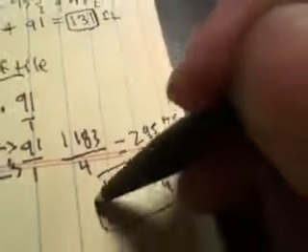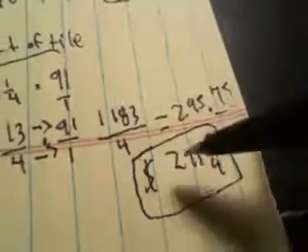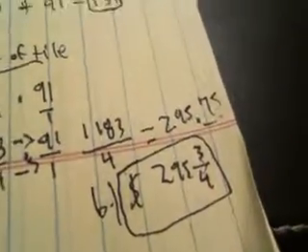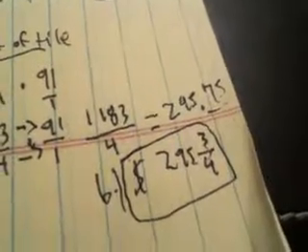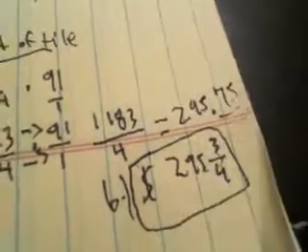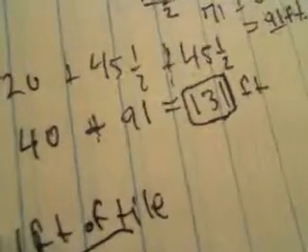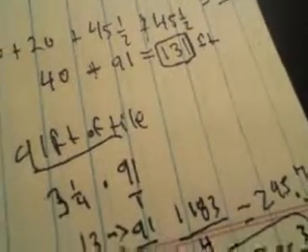So we actually found the answer for letter B. That's the answer for letter B. Cost of the tile, 295 and 3/4. There's our tile. And we already got the answer to letter A, which is over here, 131 feet. Now we still need letter C.